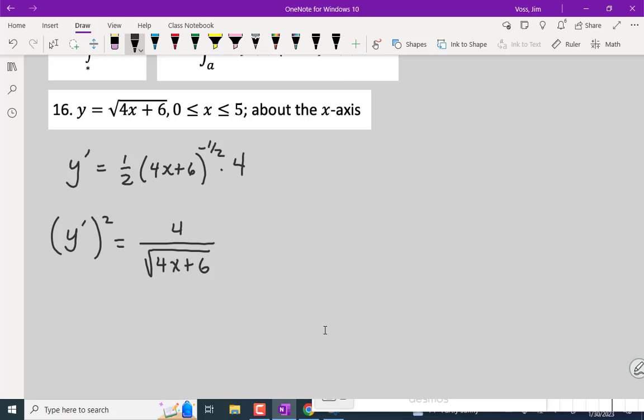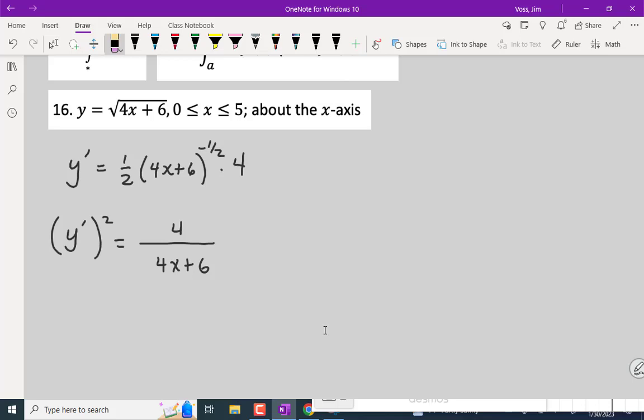This thing is a square root in the denominator. So doesn't that square root go away? Yeah, so that should be gone. Just that, because when we square this, the square root goes away. So we're just going to have 4x plus 6 to the negative 1, which is 1 over 4x plus 6. Okay, I agree with that.